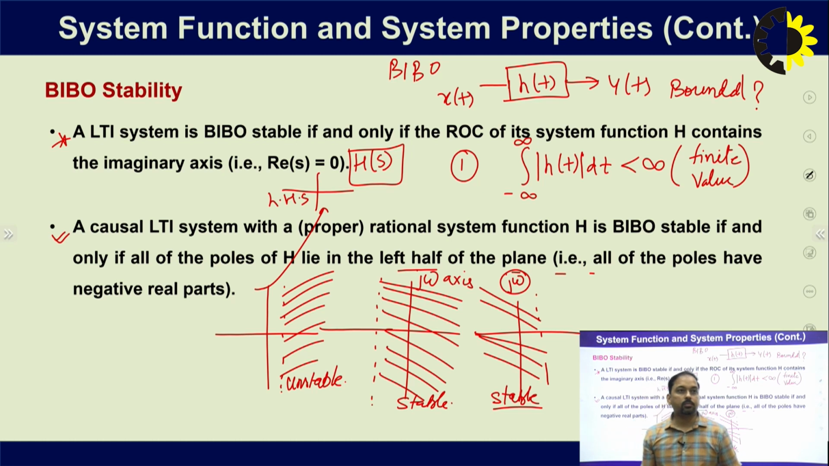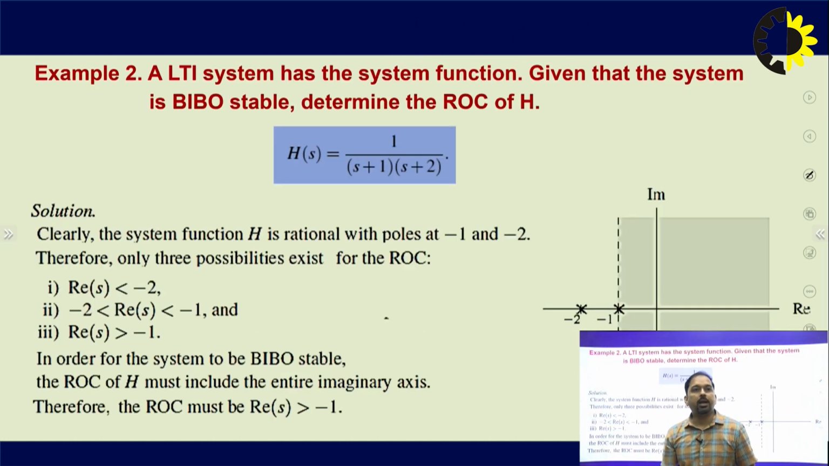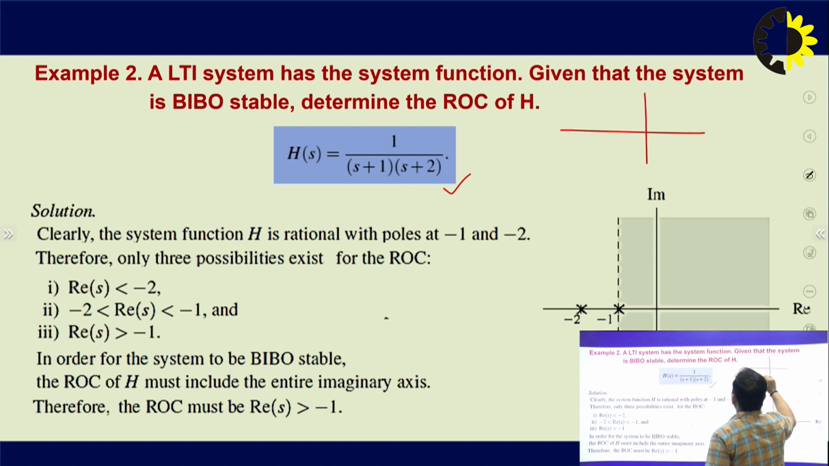After this, we have some numericals on how to check the BIBO stability of the system. We have the transfer function H(s) given as 1 by (s plus 1) and 1 by (s plus 2), and we can draw all the possible cases over here. We have one pole lying at -2 and one pole lying at -1. So we have three cases.